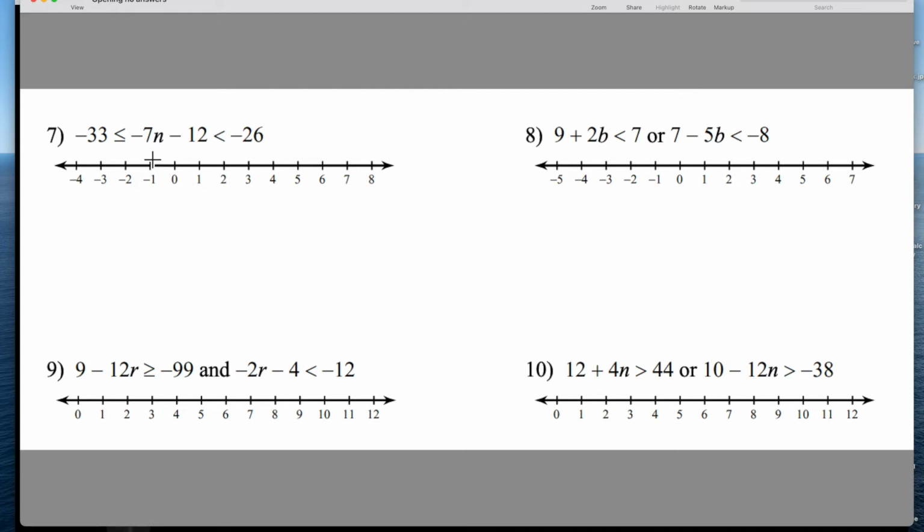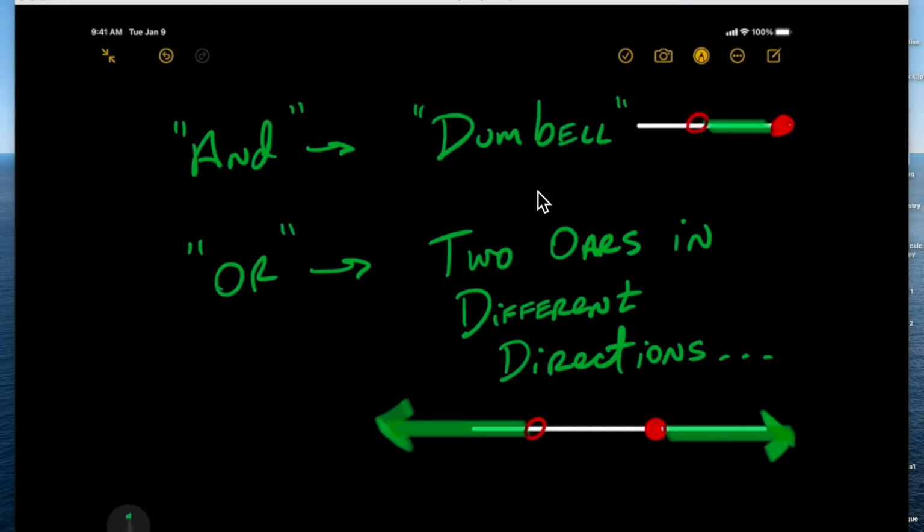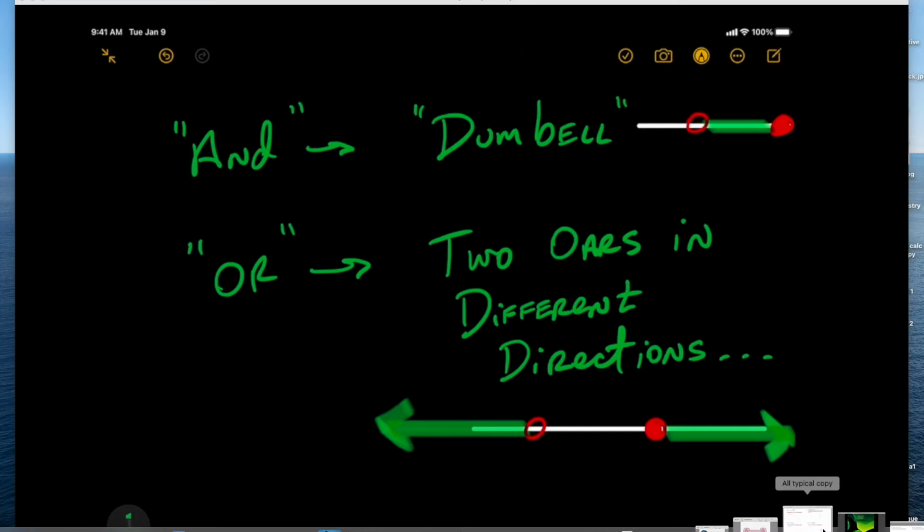I want you to notice something here. See how they have negative 7n minus 12 in the middle? Folks, this is an AND problem because what this is saying is that negative 7n minus 12 is greater than or equal to negative 33 and negative 7n minus 12 is less than negative 26. Now, it turns out something very interesting. When you are dealing with an AND problem, the graph most often is going to look like this, a dumbbell. When you're dealing with an OR problem, it's going to look like this, two arrows going in different directions. So this is the way I like to think about this.